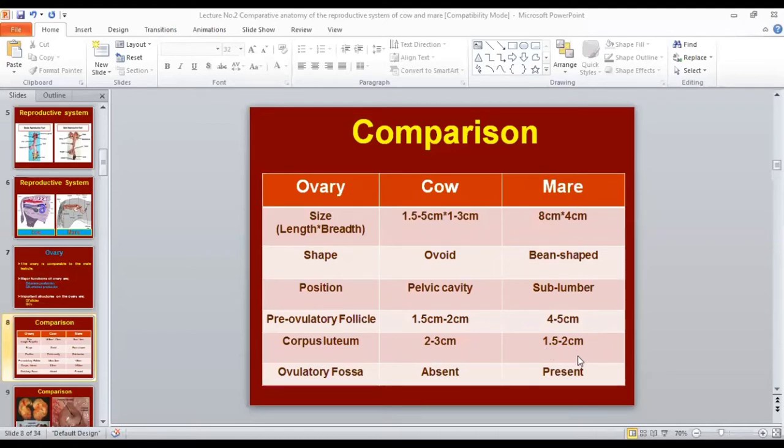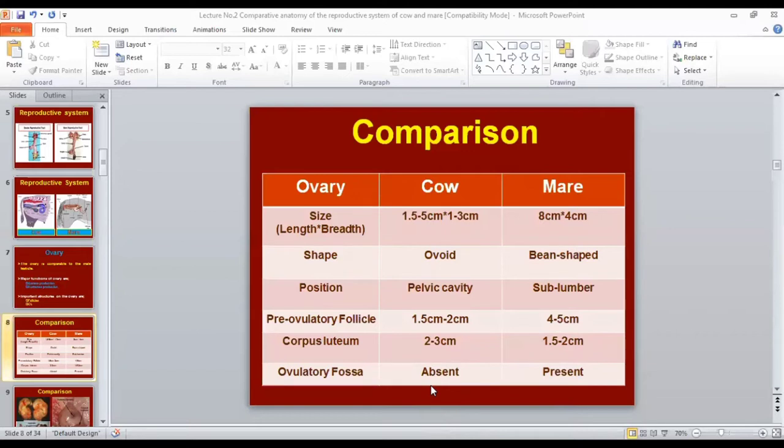Then the location of the corpus luteum on the ovary in case of mare: it is located in the ovulation fossa, that is a depression on the surface of the ovary and the site of ovulation in the mare, not in the cow. The ovulation fossa is actually absent in the cow, but it is present in the mare. So the important thing is that ovulation in the mare occurs from the ovulation fossa, but in case of cow, the site of ovulation is anywhere on the surface of the ovary.